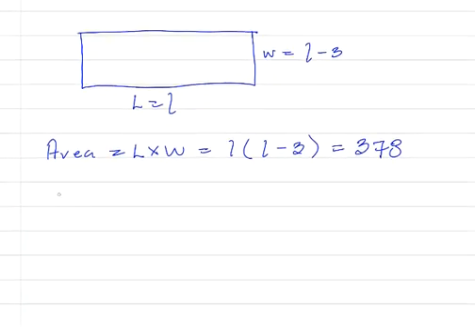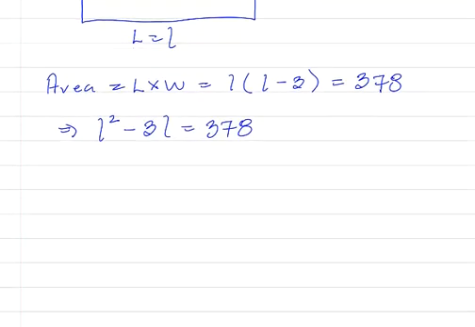I'm going to remove the brackets by applying the distributive law. L times L is L squared. Distributive law says whatever is in the bracket is multiplied by what is immediately outside the bracket. L times 3 is, this is minus 3L, and this is equal to 378. Positive 378 comes over and becomes negative, so therefore L squared minus 3L minus 378 is equal to 0.